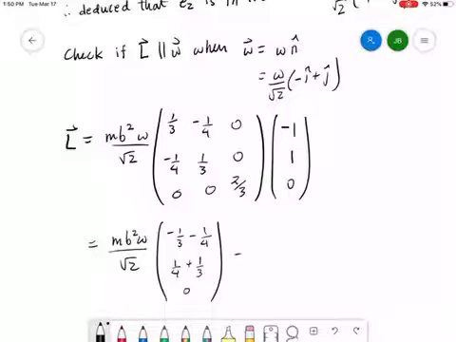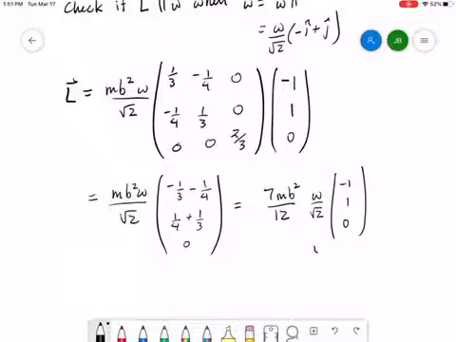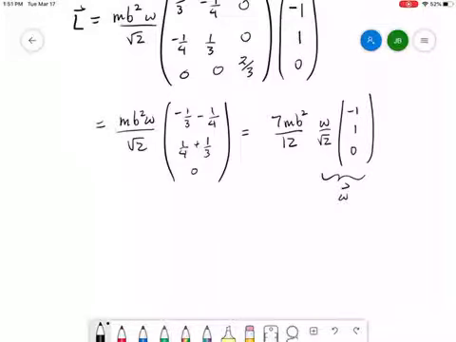Okay, so this is equal to 7 mb squared over 12, and then I'm going to write this as omega over root 2, and we get a minus 1, a plus 1, and a 0. But this is exactly the original omega vector, and so we get that L is equal to 7 mb squared over 12 times omega, where this is what we'll call I2.